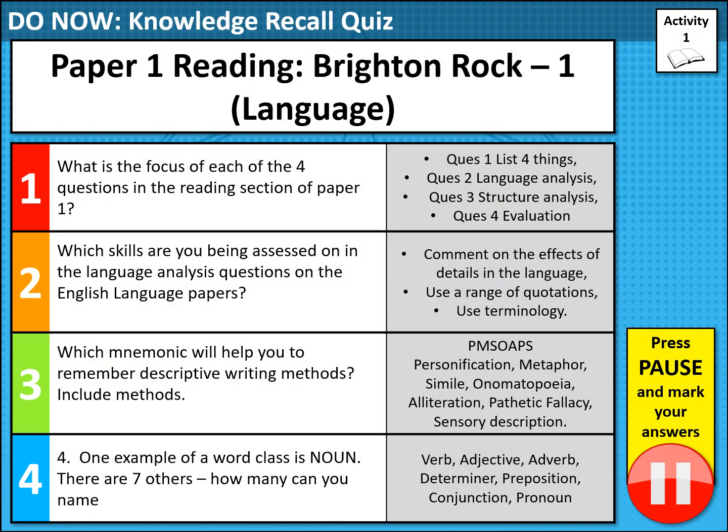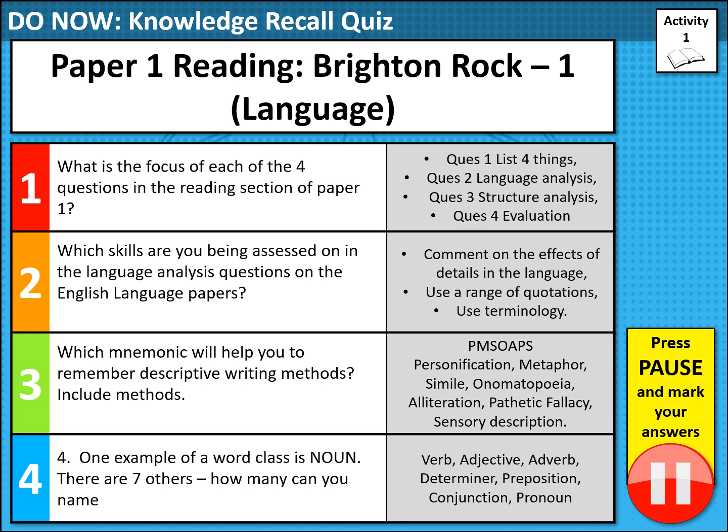The 4 questions in this section are list 4 things, language analysis, structure analysis and evaluation. We're going to be looking at the first 2 today. For question 2, you're going to be assessed on how well you can comment on the effects of details in the language, use a range of quotations and use terminology. The mnemonic was PM SOAPs, and hopefully you've remembered the terms it stands for. We'll need some of them today.